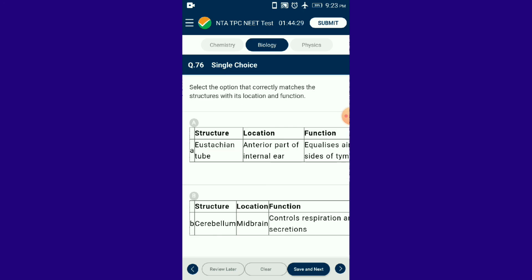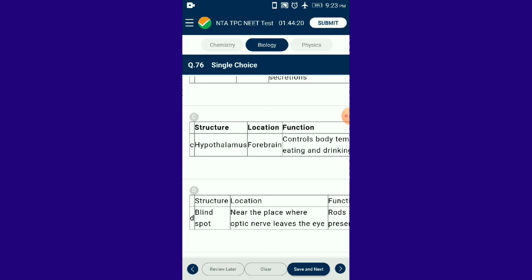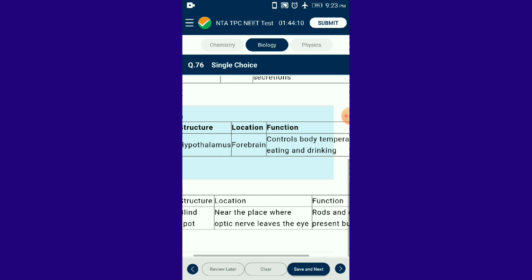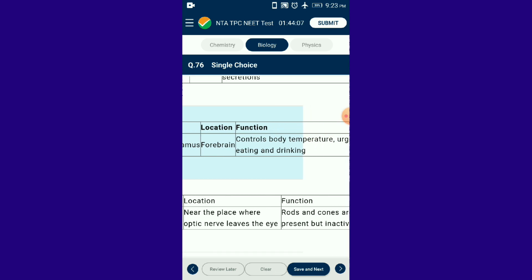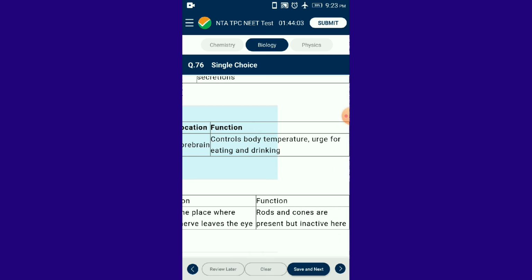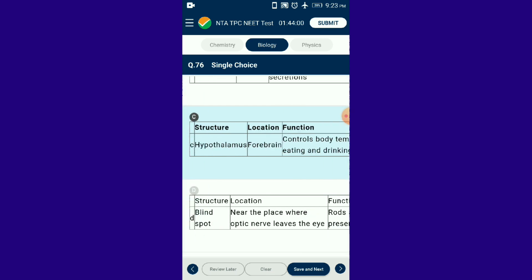Question number 76. Select the option that correctly matches the structure with location and function. The correctly matching option is option C. See the structure hypothalamus. It is located in the forebrain. Its function is to control body temperature and the urge for eating and drinking. So that is correctly given. So the answer for this question is option C.